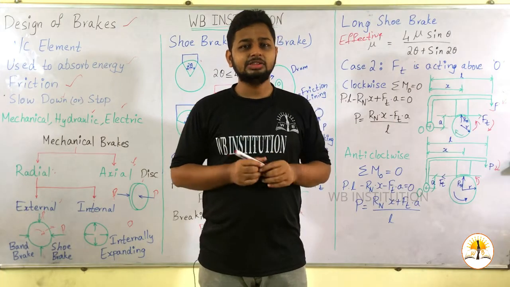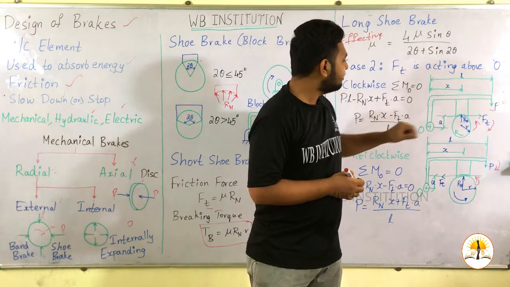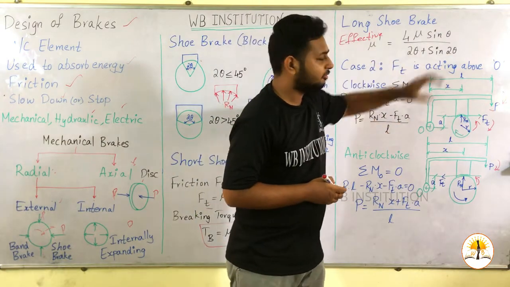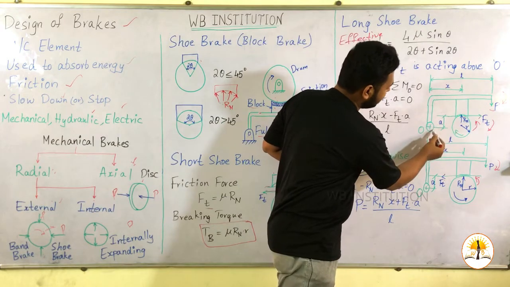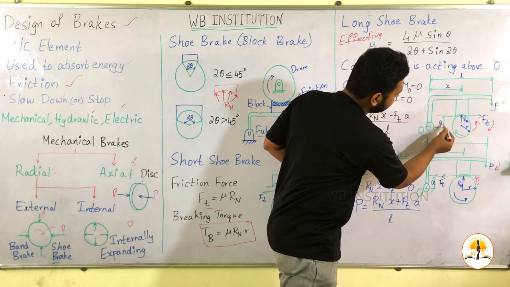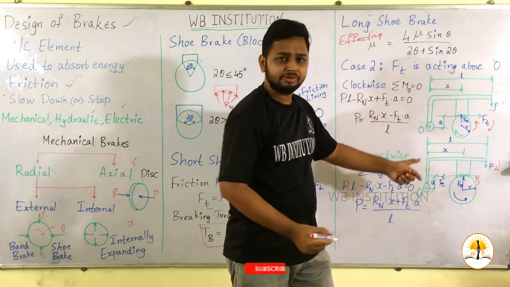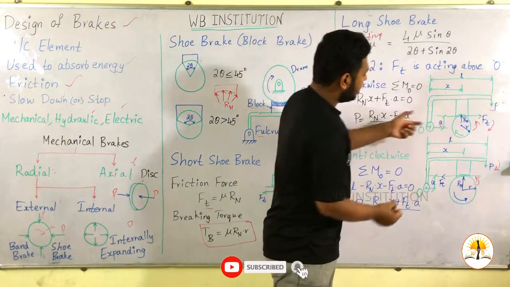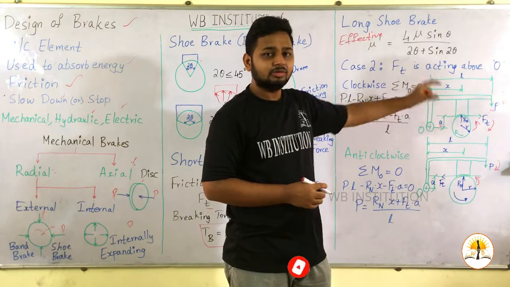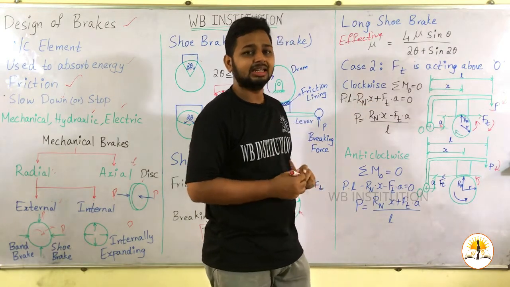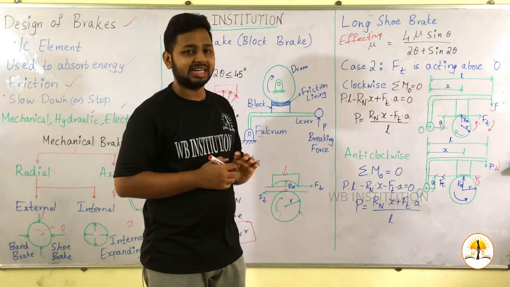Now in case 2, the frictional force will be acting above the fulcrum point O. As shown in the figure, the frictional force is acting at a height of A above the fulcrum point. So in these conditions, for clockwise and anti-clockwise direction, what will be the amount of force exerted?